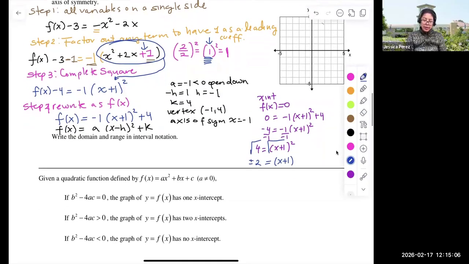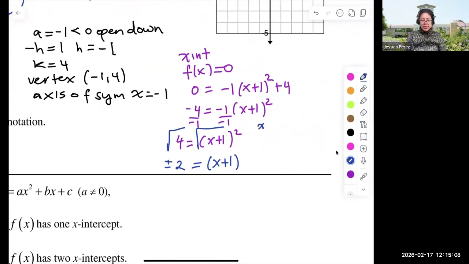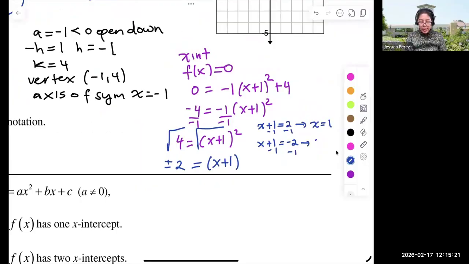I'm isolating x right now. So I have x plus 1 is equal to 2, x plus 1 equal minus 2. I isolate x and I get x is equal to 1. Subtract both sides by 1. Subtract both sides by 1, and I get -3. So my x-intercepts are 1, 0, -3, 0.